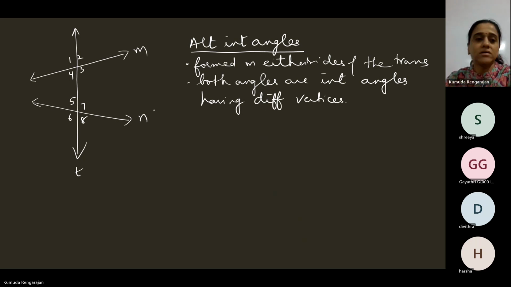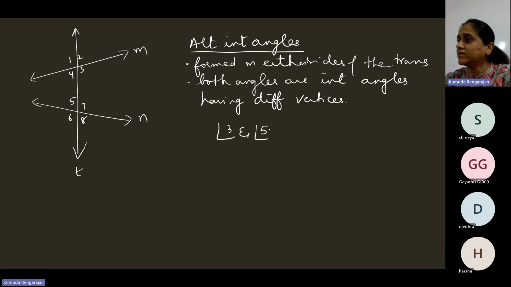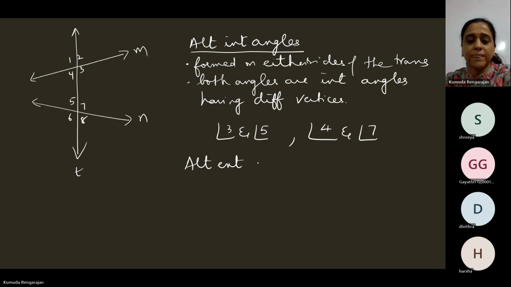All right. So that means angle 3 and angle 5, correct? They are formed on either sides. One is on the right side, the other on the left side. Both are interior angles and they have different vertices. Then angle 4 and angle 7, correct? Alternate exterior angles.